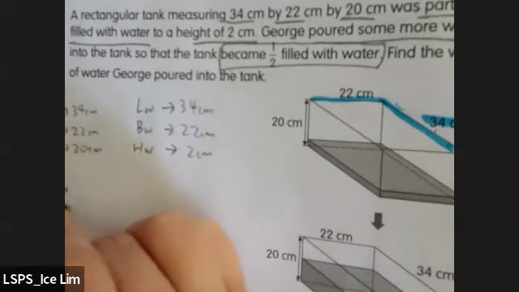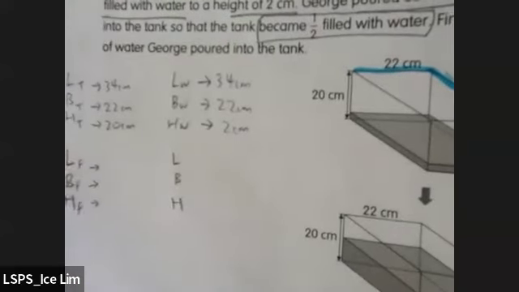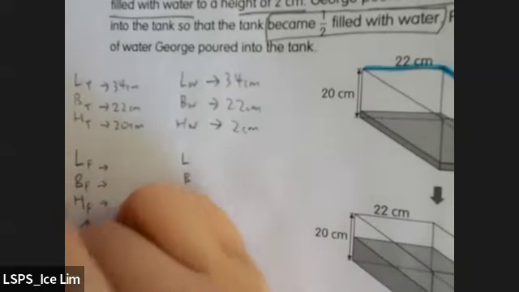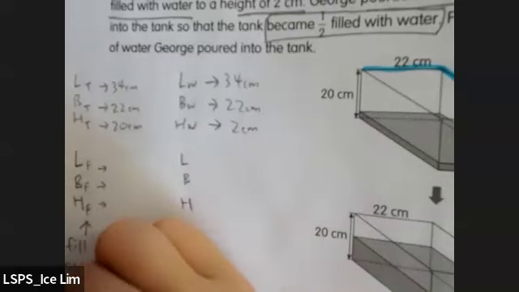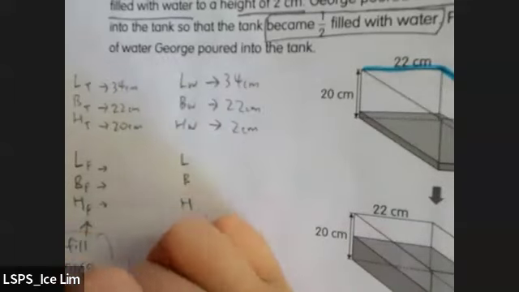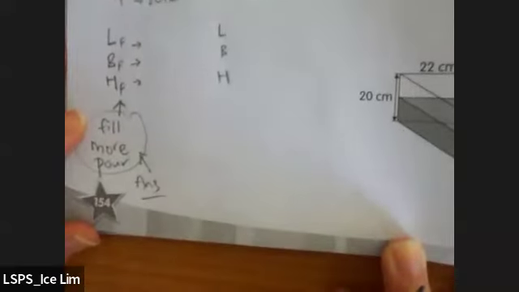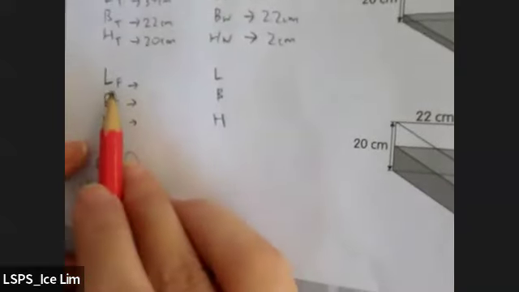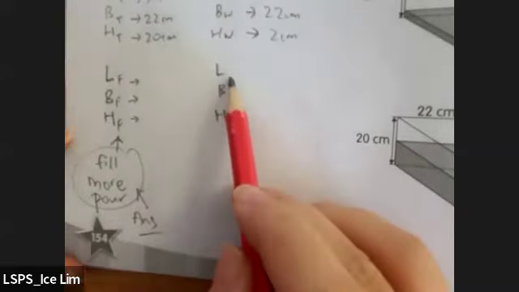That would mean I will actually write another one. Christabel said F for how much to fill. So how much water did he add? Okay, so this will give the answer, because the question asks to find the volume of water George poured into the tank. So she said put L for F, fill. So add in. But I will say one more here.